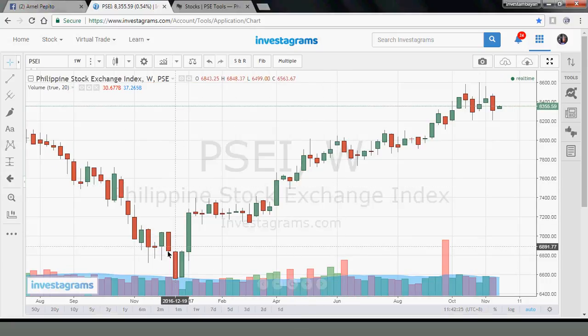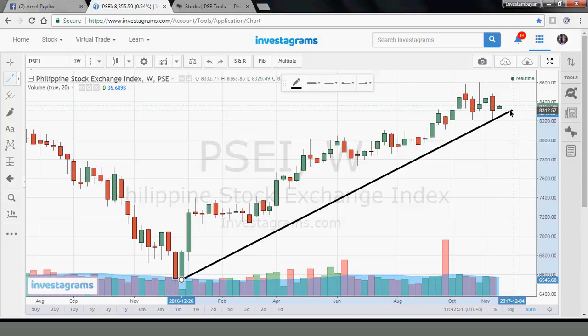Ginagamit din kasi namin ito ng mga traders, para makikita namin yung direction ng stock for the past, yung historical data niya. Kita natin dito for PSEi from 2016. Actually, this is 1 year. So for 1 year, uptrend siya for 1 year on the longer time frame.